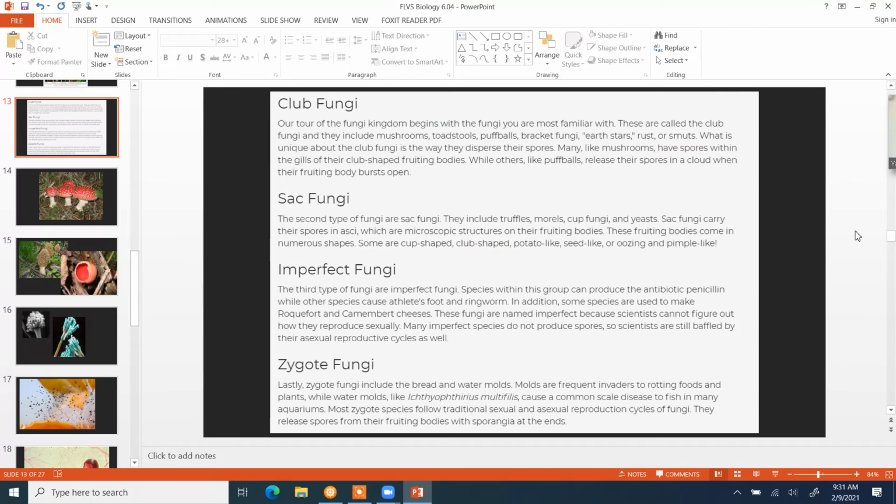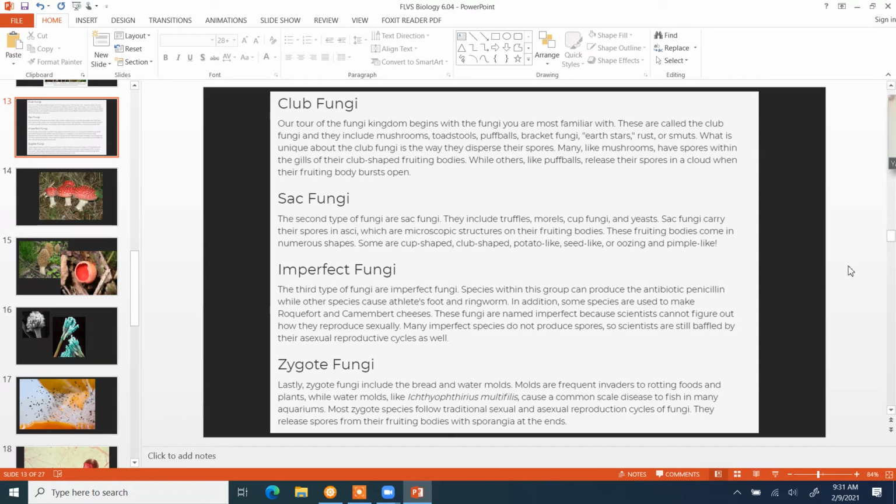All right, the third type is called imperfect fungi. So what does this mean? Why is it called imperfect? Scientists can't really figure out exactly how they are reproducing, and that's why they call it imperfect fungi. One of the species within this group is a fungus that produces the antibiotic penicillin.